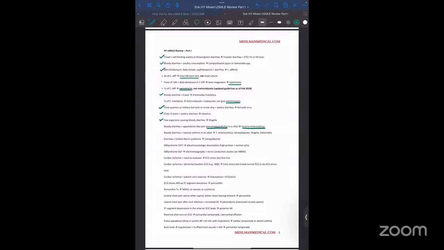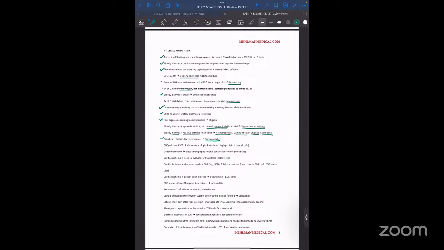Bloody diarrhea plus reactive arthritis in an adult: Yersinia enterocolitica, Campylobacter, Shigella, and Salmonella. Diarrhea plus GBS syndrome, the cause is Campylobacter.